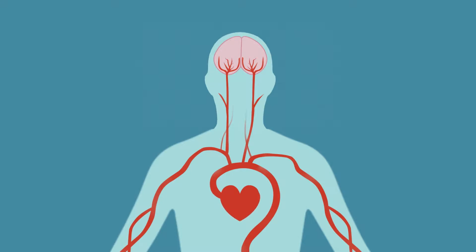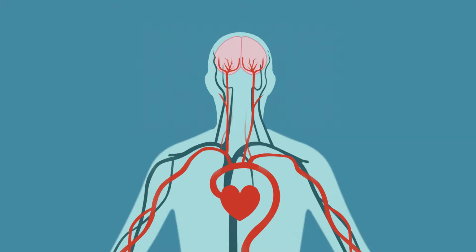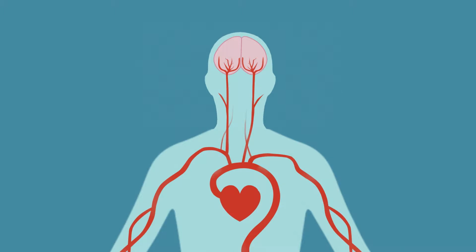An artery is a blood vessel that carries blood from the heart to the other parts of the body. A vein is a blood vessel that carries the blood back from these parts to the heart.